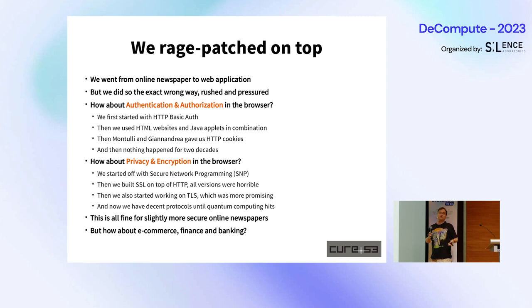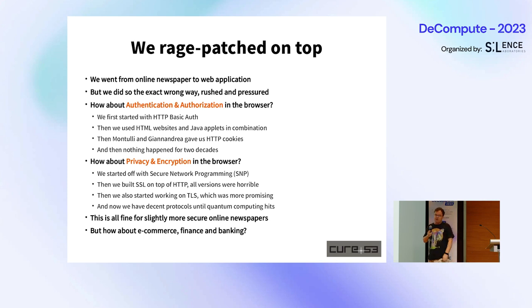So why do we still have cookies? Because we don't have anything better. And we basically blocked our path to have something better because that technology is so proprietary and so exclusive that we can't get out of this again. And with privacy and encryption in the browser, we actually took a similar path.